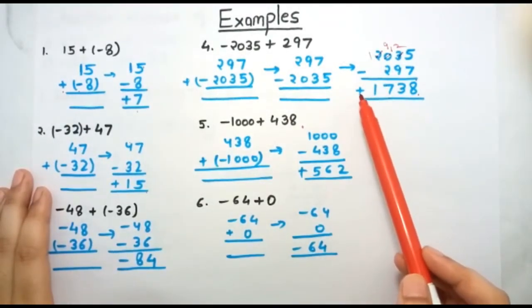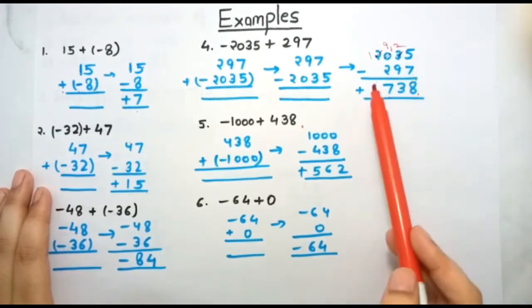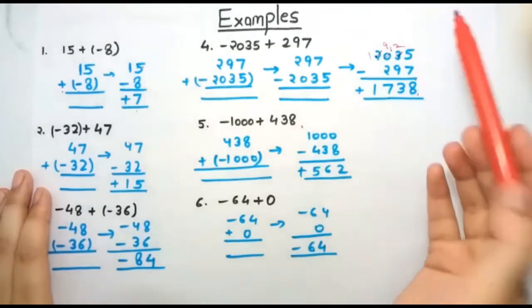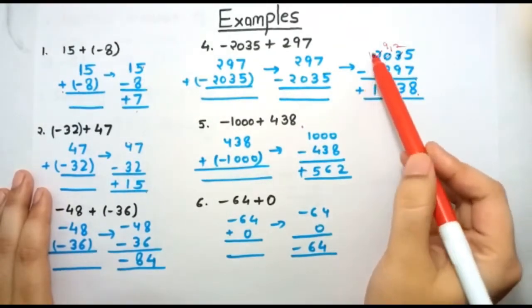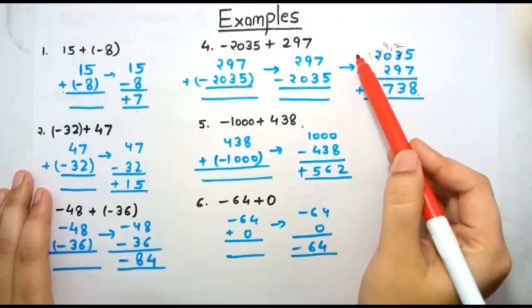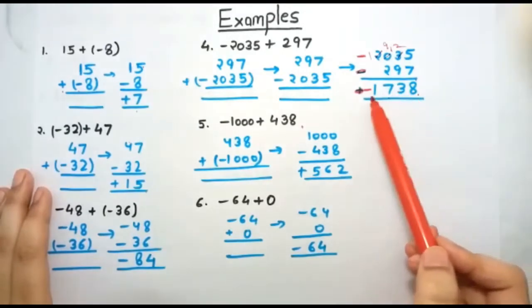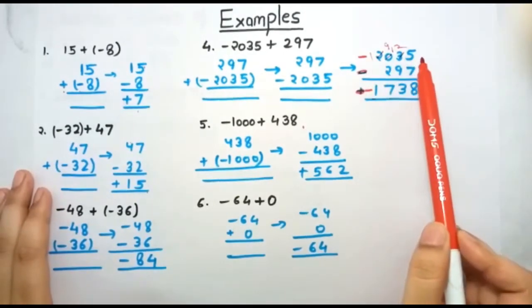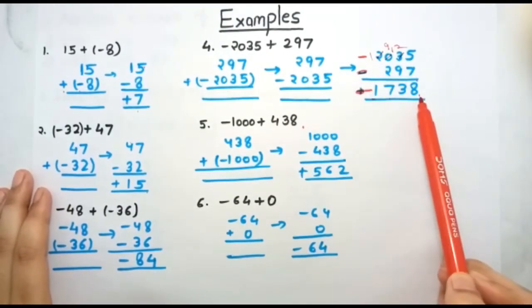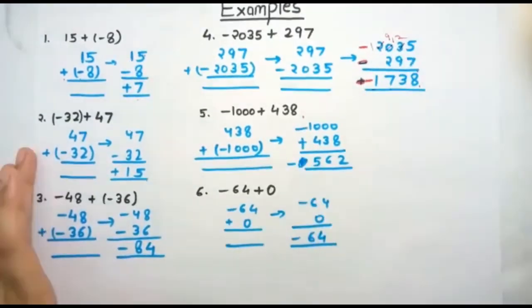And now the main question comes, what is the sign? The sign would be negative. Why? Because this minus sign is of here, not here. So the sign here would be negative, because we'll use the sign of the greater number. Hence 2035 is the greater number. That's why we are putting the sign of the greater number.